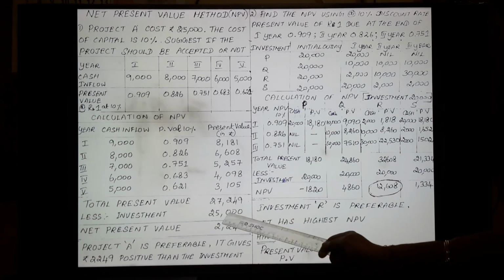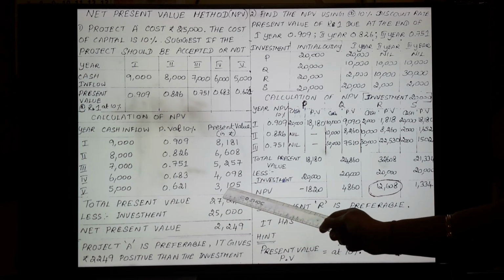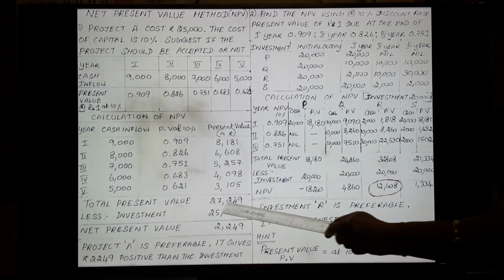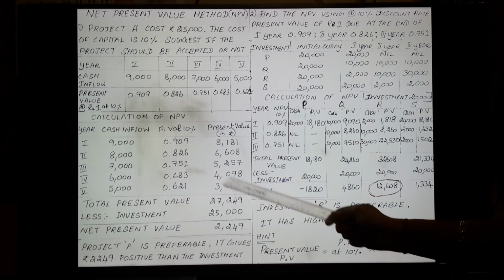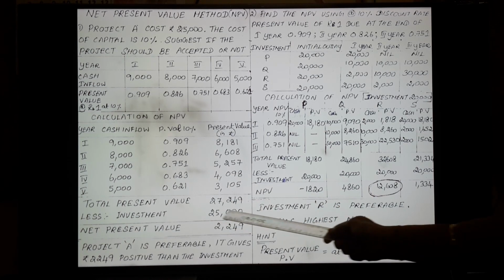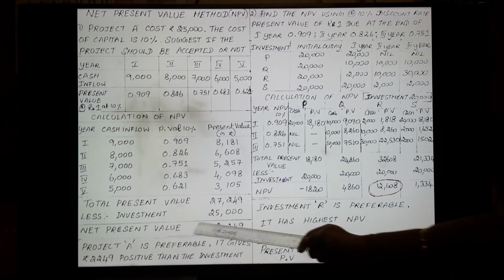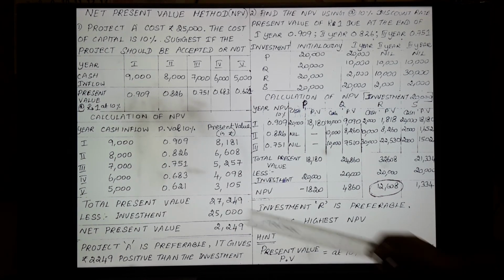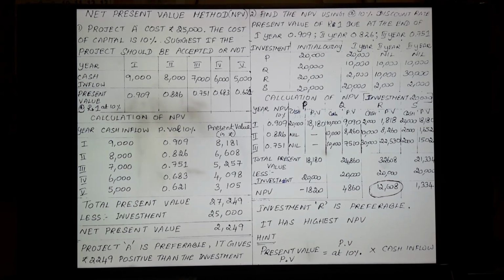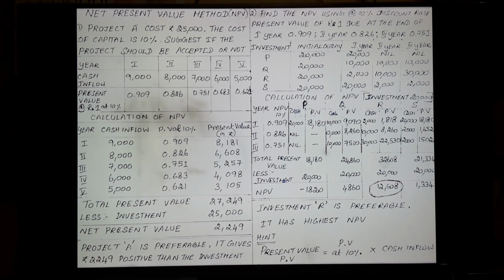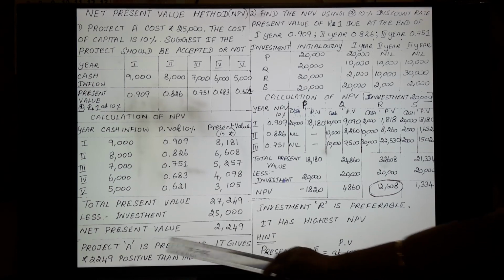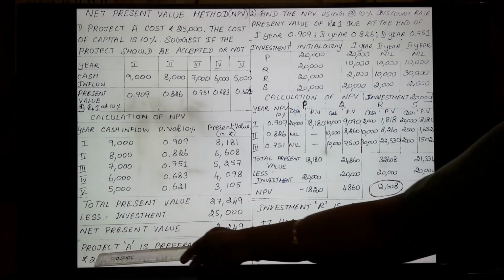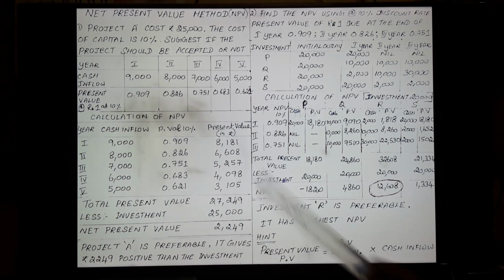So the investment is 25,000. So naturally you reduce 25,000 from the total present value of 27,249. You get the NPV to be 2,249. This gives a positive sign. That is, the total present value is higher, so we can prefer this particular project A. So project A is preferable. It gives 2,249 positive over the investment.